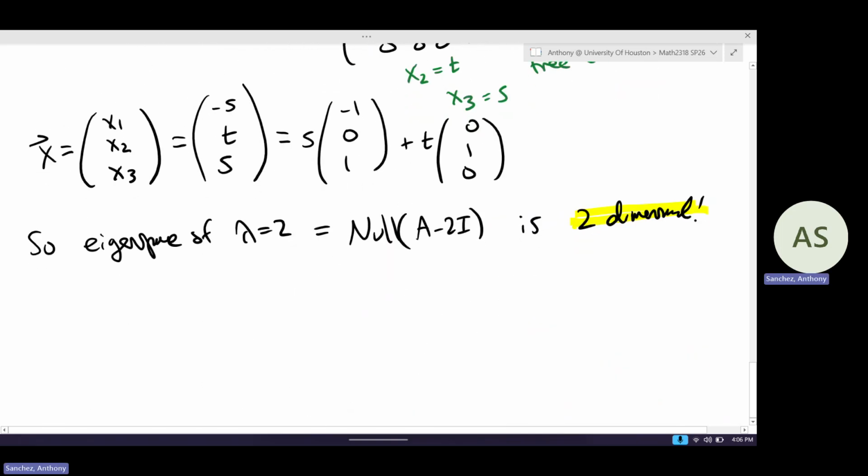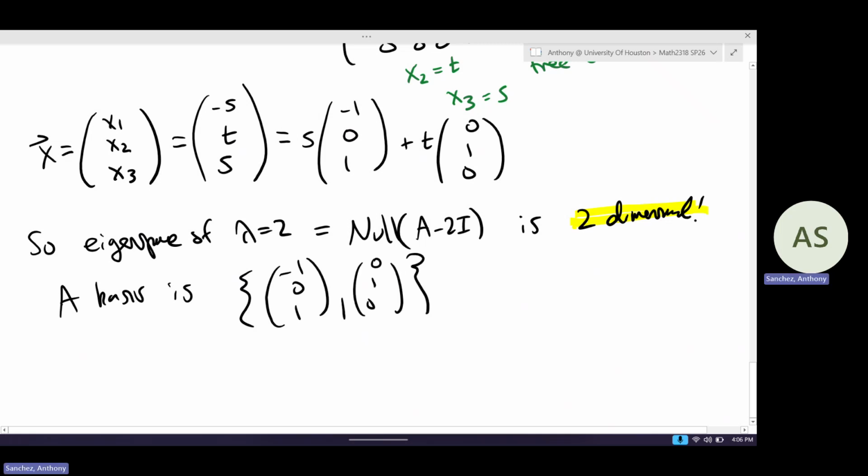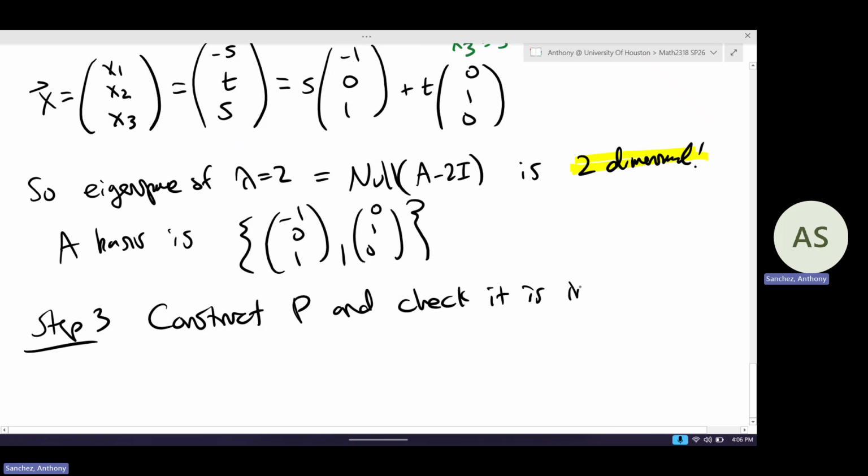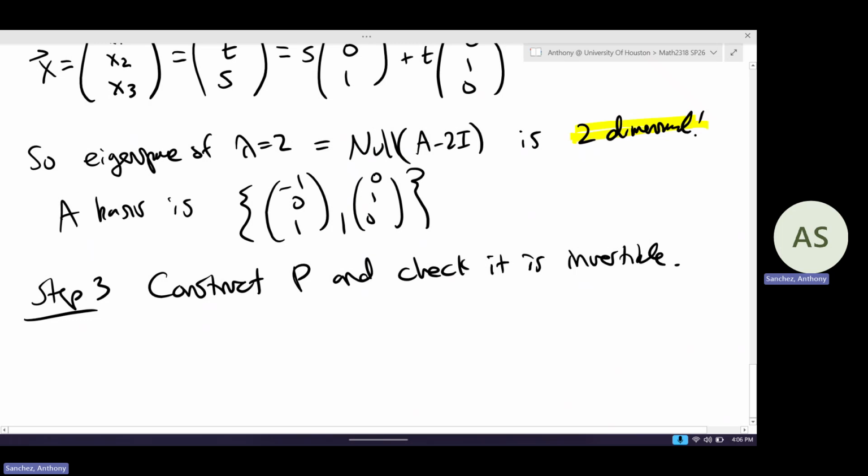And so I end up with the eigenspace that's two-dimensional, and a basis is just given by grabbing these two vectors. Okay? And now I'm able to go to step 3, construct P, and check it is invertible. So to check P is invertible, well, I have to construct P first, and then check it's invertible.